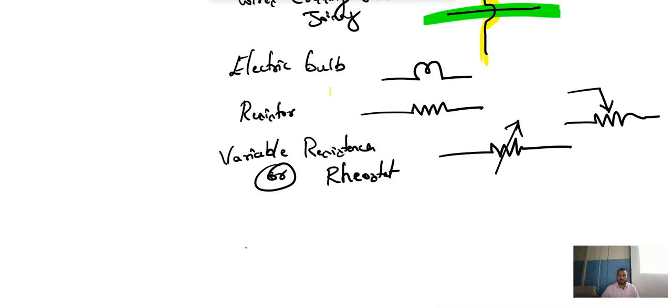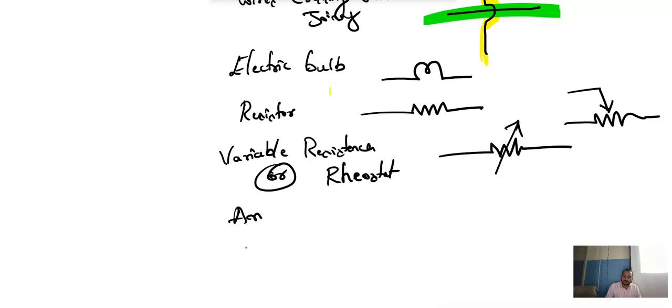Variable resistance means a resistance we are going to vary. We are going to change the resistance. That is called variable resistance. That is also called a rheostat. I think we have done the experiment, right? Ohm's law. Practically we have done the experiment. I hope you have seen that coil, no? Rheostat. We change the reading. Yes, that is the one.